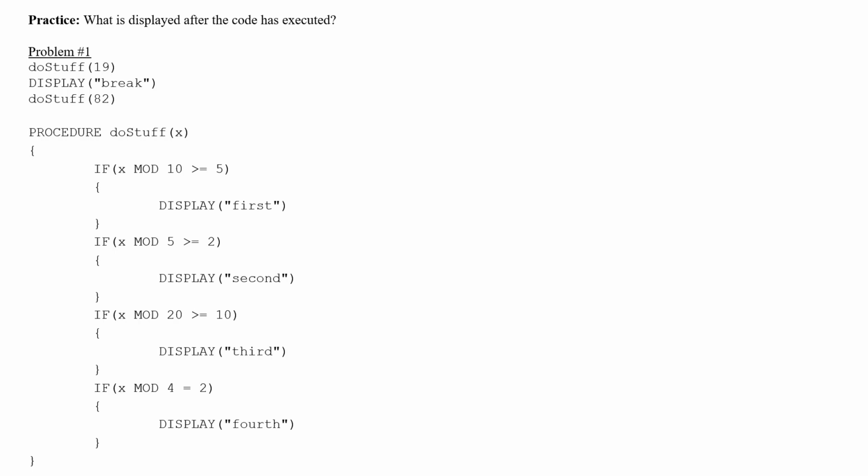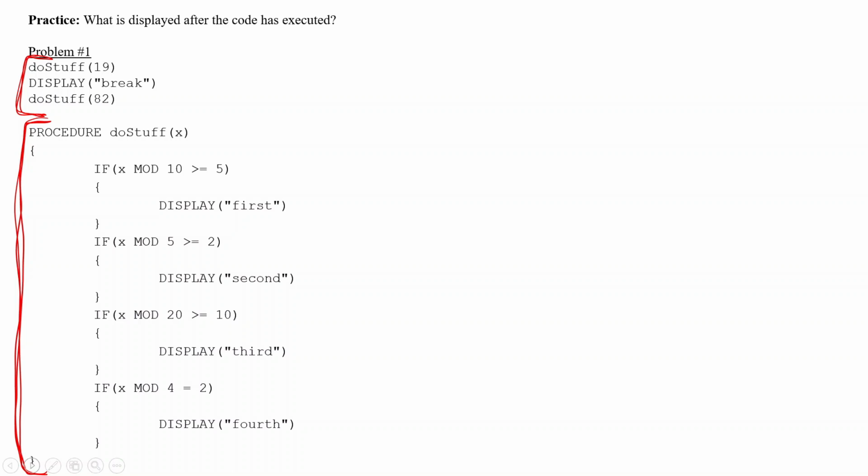So what is displayed after the code has executed? So I have my only 3 lines up here. Okay, 3 lines, and then I have my procedure. So when you're looking at tracing code, kind of just give it an overview and see what you're working with here.